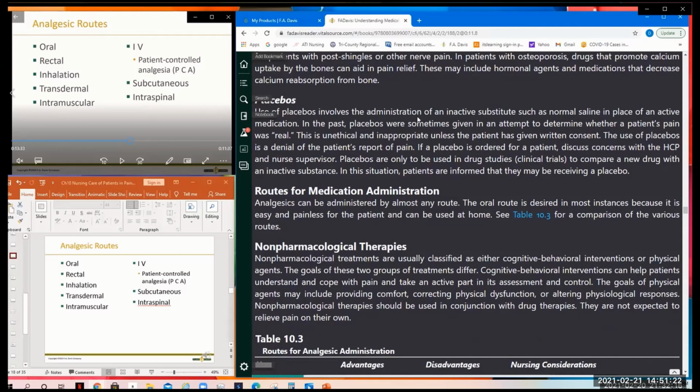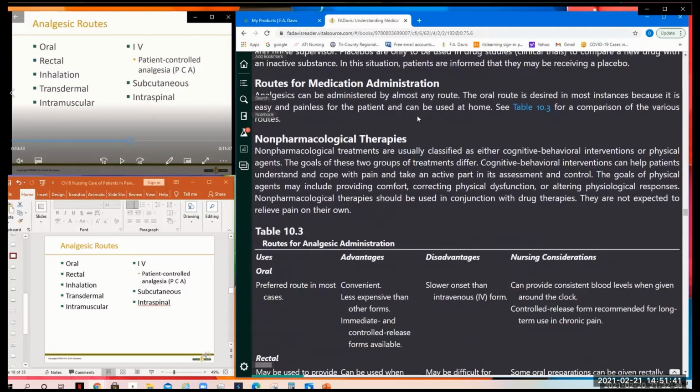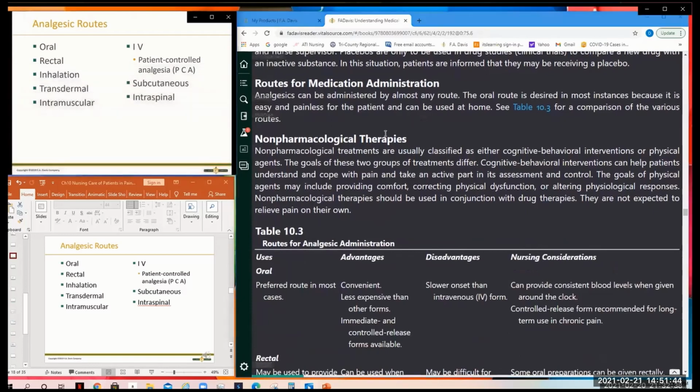Placebos are only to be used in drug studies or clinical trials to compare a new drug with an inactive substance. In this situation, patients are informed that they may be receiving a placebo. Routes for medication administration. Analgesics can be administered by almost any route. The oral route is desired in most instances because it is easy and painless for the patient and can be used at home. See Table 10.3 for a comparison of the various routes.